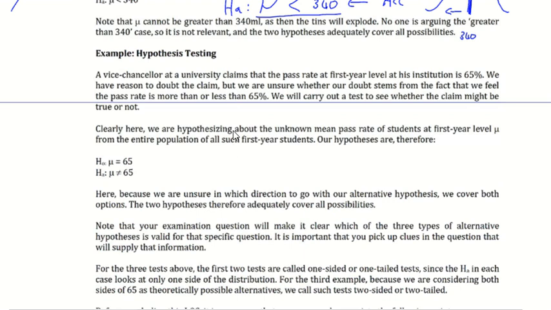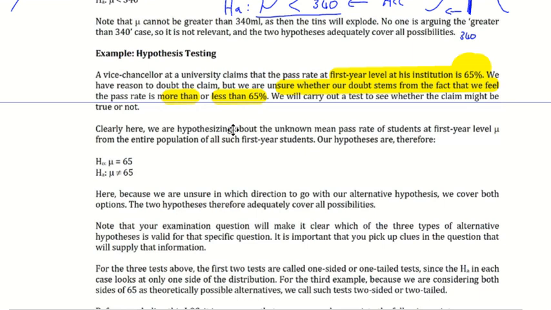The vice chancellor at a university claims that the pass rate at first year level at his institution is 65%. We've got some reason to doubt his claim, but look at this. We're not sure whether our doubt stems from the fact that we feel the pass rate is more than 65 or less than 65. I just don't trust this guy. So when he tells me that the pass rate is 65, I think that's a lie. But I'm not sure why he's lying. Is it more or is it less?